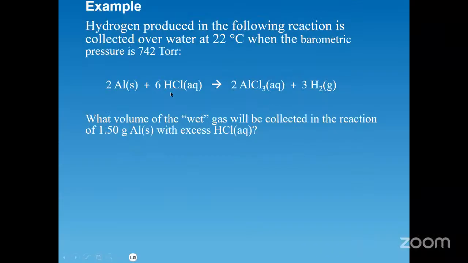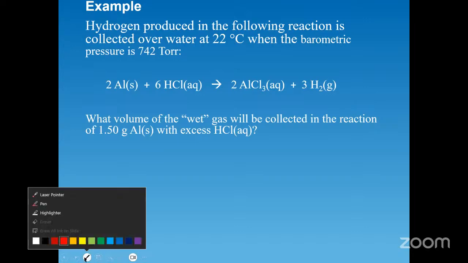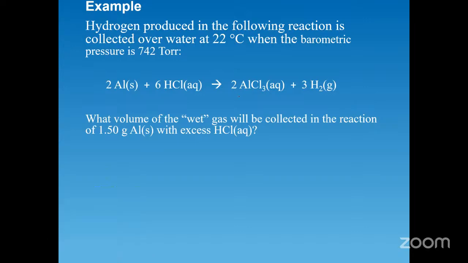Okay, so the question says hydrogen is collected over water. And it gives you the balanced equation for the reaction, which produces the hydrogen. And it gives you also the temperature, which again you have to convert to Kelvin. So that's 293 Kelvin. And it gives you the pressure in torr. And the question is asking what volume of the wet gas, which is the gas that is collected over water, will be collected in a reaction of 1.50 grams of aluminum with excess hydrochloric acid.